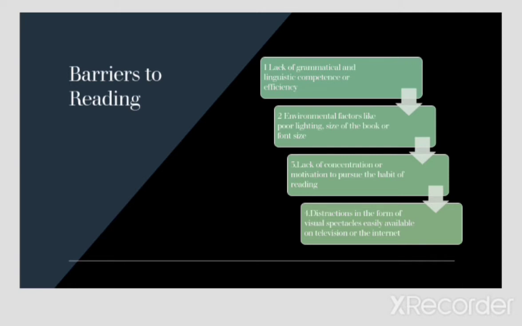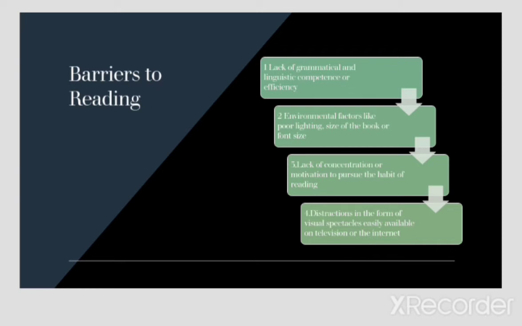Then fourth one is distraction in the form of visual spectacle easily available on television or internet. Visual spectacle, or visually striking performance or display, will distract our focus away from reading. Fourth point you are all familiar with, right? Distraction in the form of visual spectacles.